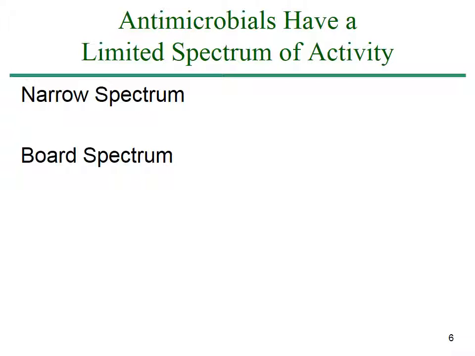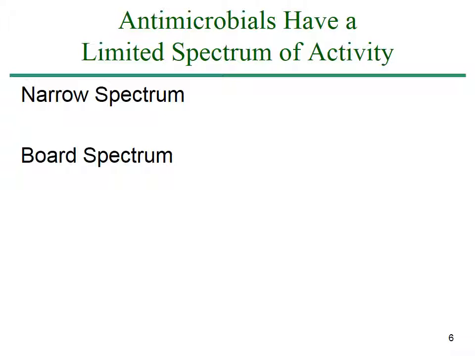Now, again, narrow spectrum, small group. Broad spectrum is where it would work against a number of different organisms, kind of like a catch-all. Examples of broad spectrum would be tetracycline and doxycycline. They work against gram-negatives and gram-positives. A lot of times when we have emerging diseases and we're not sure what's causing it, you'll use a broad spectrum because regardless of what it is, it will treat it.